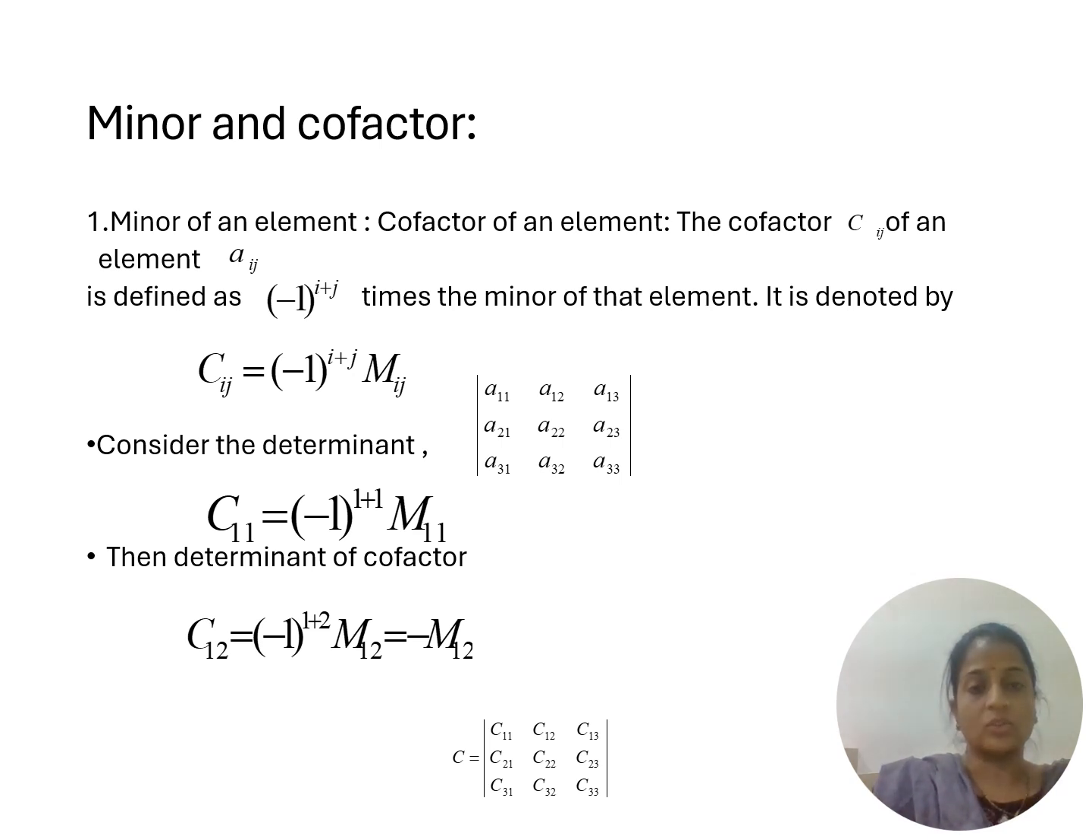So this is the minor of a matrix. Yes, next, cofactor. The cofactor is denoted by Cij and is defined as minus 1 to the power i plus j times the minor of the element. Cij is equal to minus 1 to the power i plus j times Mij. Consider this determinant, and if we find the cofactor C11, 1 plus 1 is 2. 2 is an even number, so minus 1 to the power even is positive, and for M11 we delete the first row and first column and write this as the minor. So this is the cofactor of a matrix.